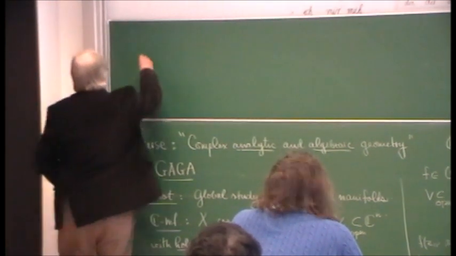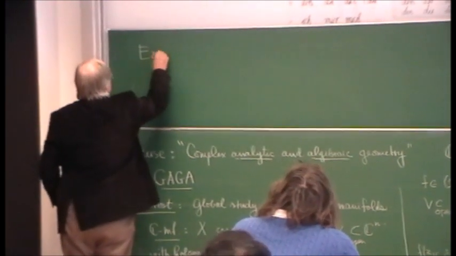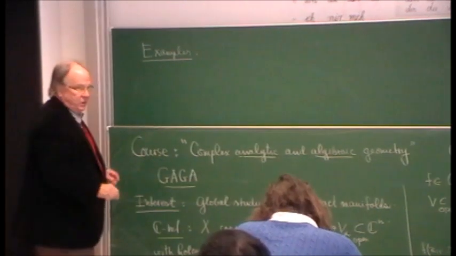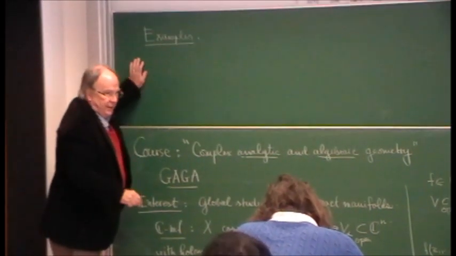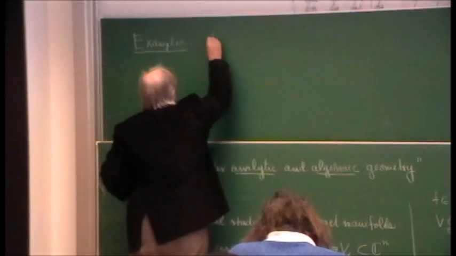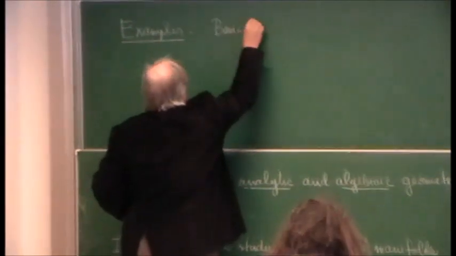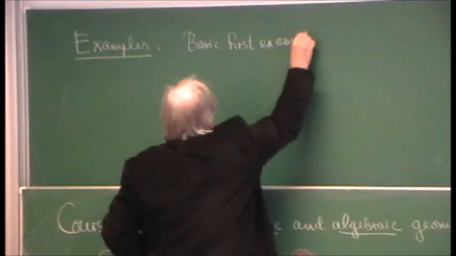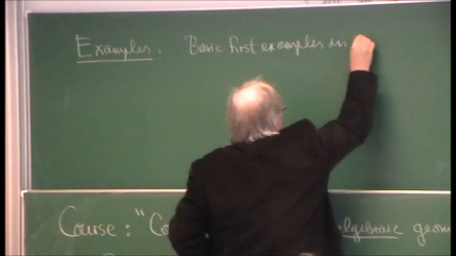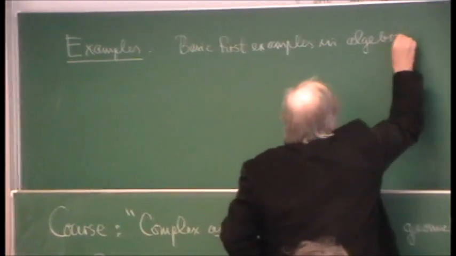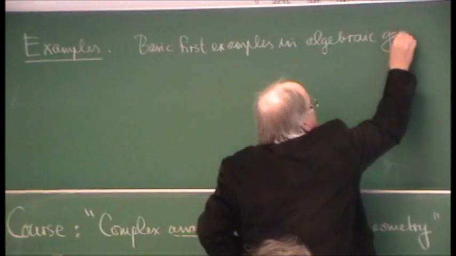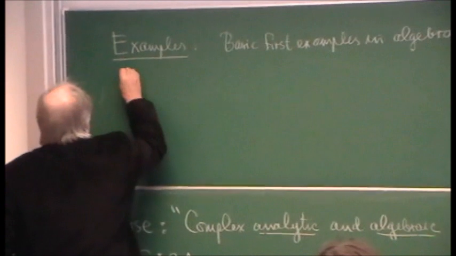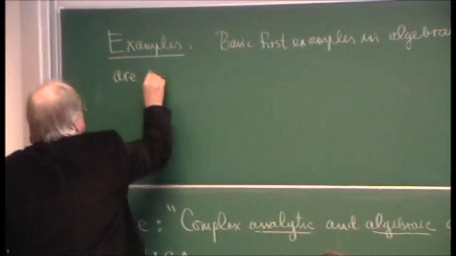Now, examples. So just a few first examples. So the basic example of algebraic geometry are projective spaces.